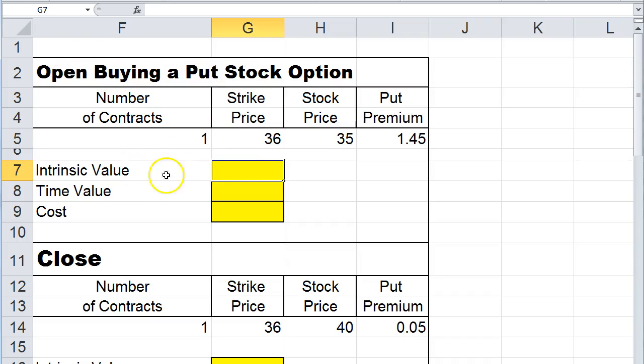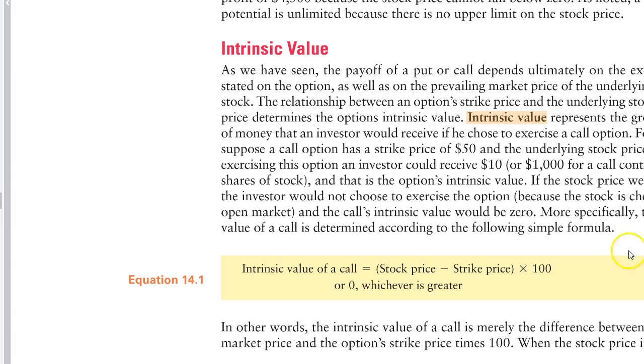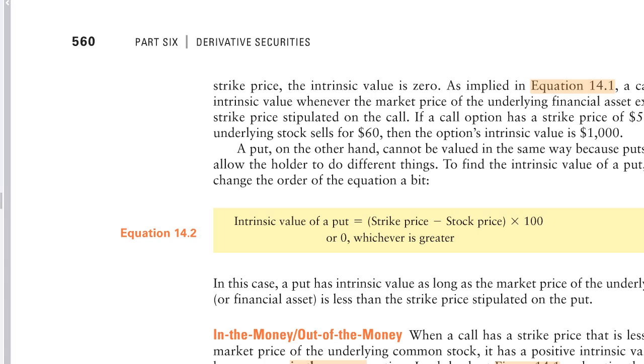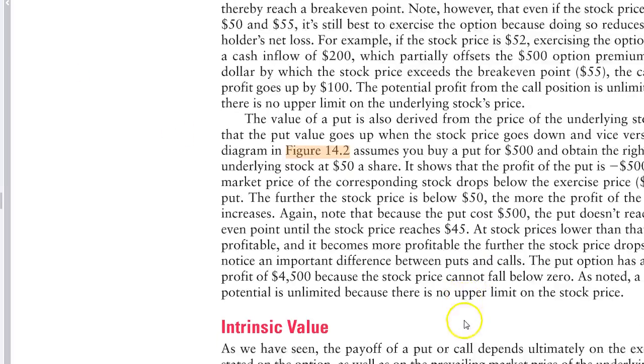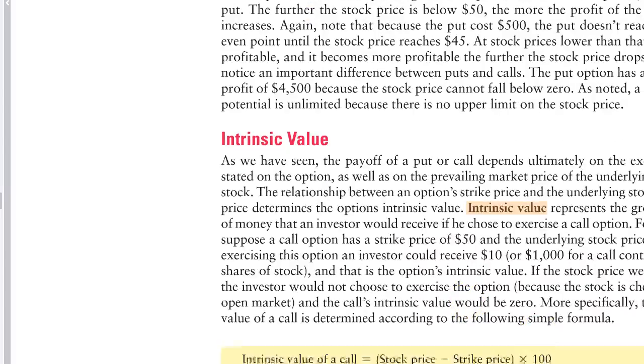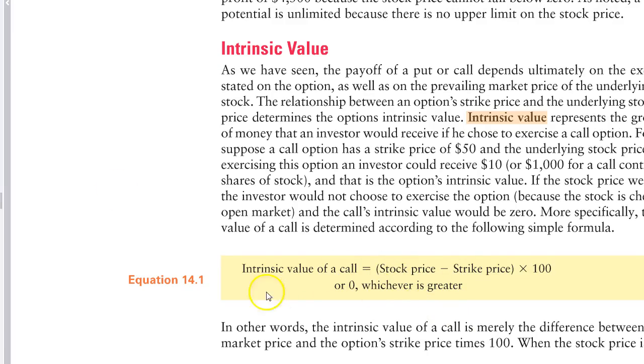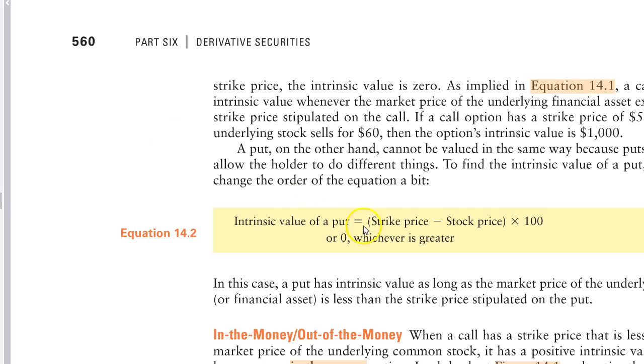So we're going to first calculate the intrinsic value. But now this formula is different because a put is an inverse of a call. It's simulating a short sell. So I'm going to go back to the textbook, and as you should be doing if you're reading the textbook, there's now a second formula for the intrinsic value of a put. Strike price minus stock price. And you see how that's different from before over here. The intrinsic value of a call was stock price minus strike price. But on the put, it's the inverse. It's strike price minus stock price.